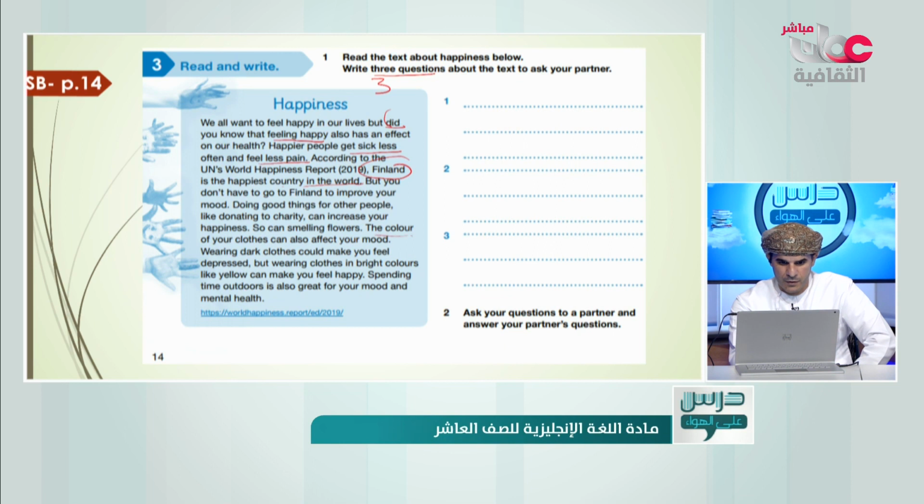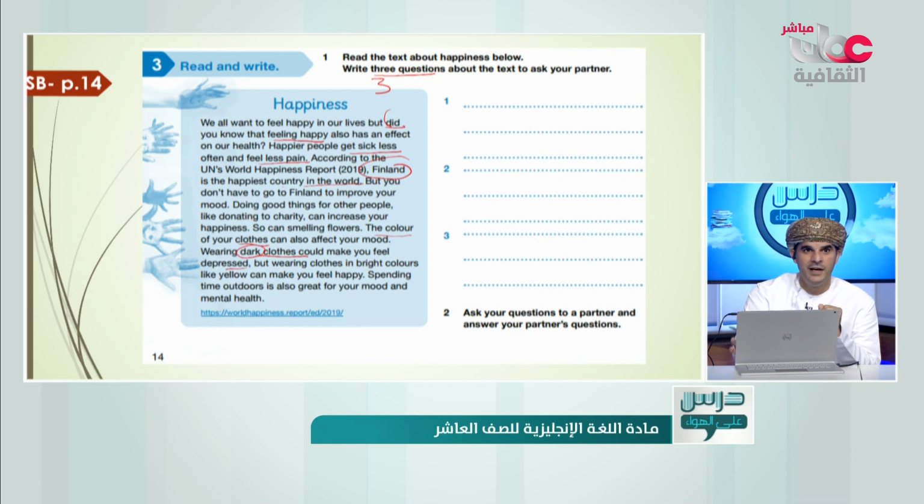The color of your clothes can affect what? Can also affect your mood. How is that? Wearing dark clothes could make you feel what? Depressed. But wearing clothes in bright colors like white and yellow, okay, like yellow, can make you feel happy. How is that? I don't know. Don't ask me. Spending time outdoors is also great for your mood and mental health.